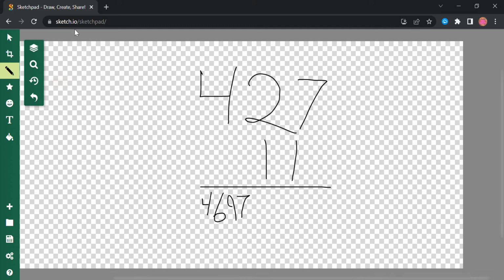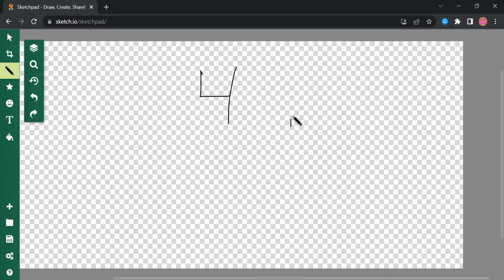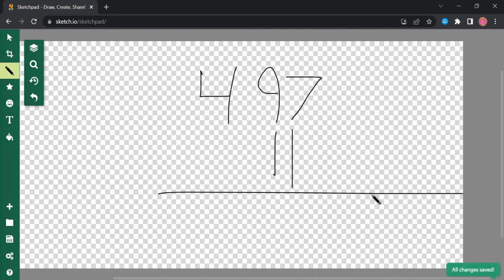Now, pretty simple, right? But there's also the one that I was trying to show you before. I forgot that there's another way of doing it. 497, let's just say, times 11. Now what you would do here is 4.